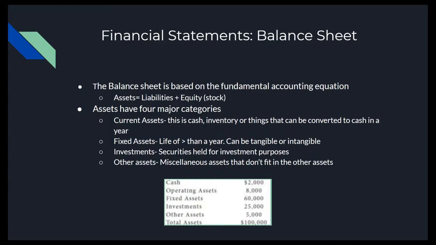So the balance sheet is based on the fundamental accounting equation: assets equals liabilities plus equity. Assets have 4 major categories. Current assets are cash, inventory, or things that can be converted to cash in a year. Fixed assets have a life of greater than a year and can be tangible or intangible. Investments are securities held for investment purposes, and other assets are miscellaneous assets that don't fit in the other categories.